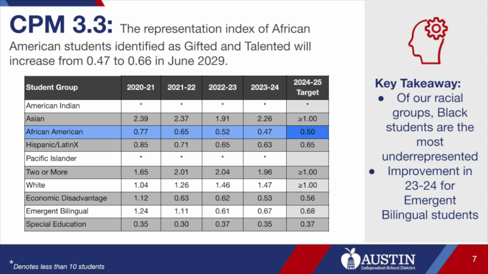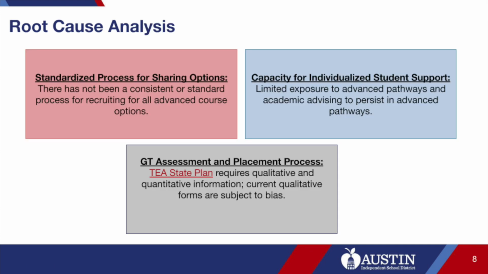The key takeaway is that among our racial groups, African American students are the most underrepresented student group within our district's gifted and talented population, which the board recognized in creating this constraint. I am appreciative for this constraint to keep us focused as we work to improve gifted and talented identifications and services. We have started working with E3 Alliance for a more thorough, research-based root cause analysis. You will see here the beginning stages of what we have. You may see these change or modify as we gather more data in collaboration with E3 Alliance.